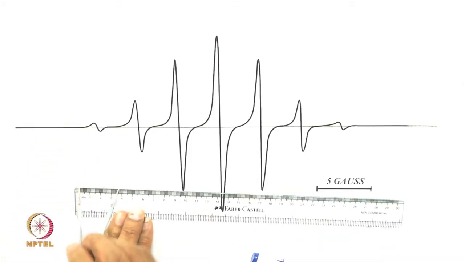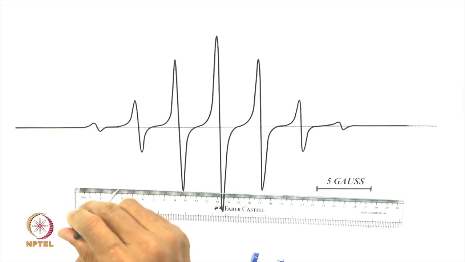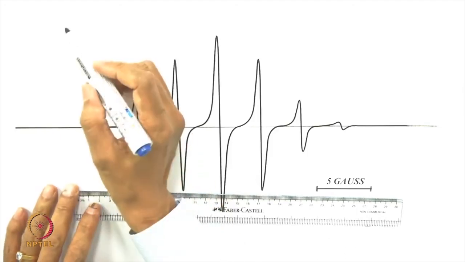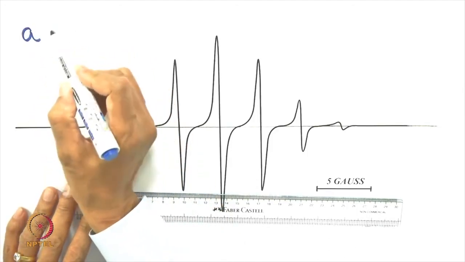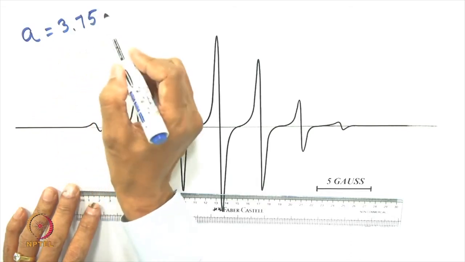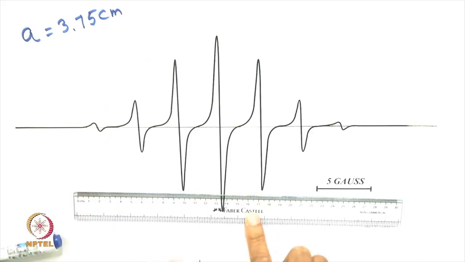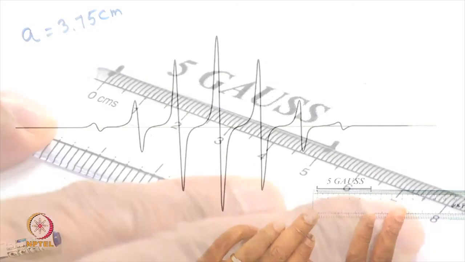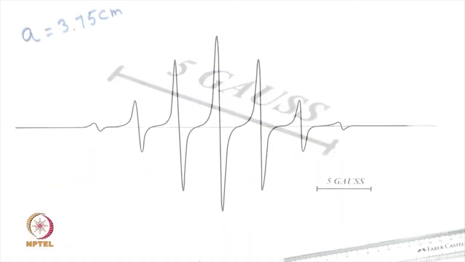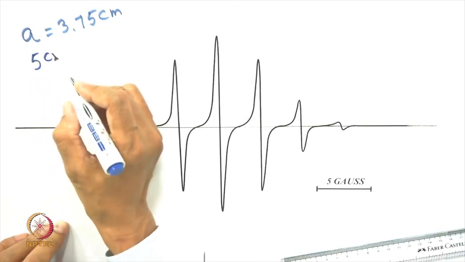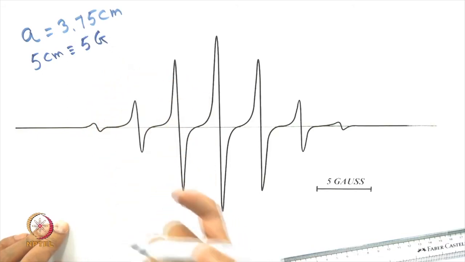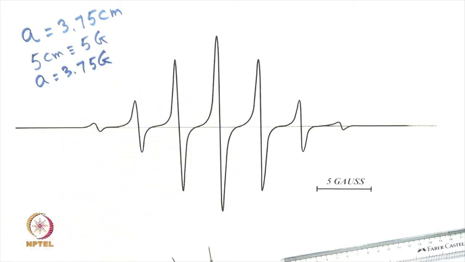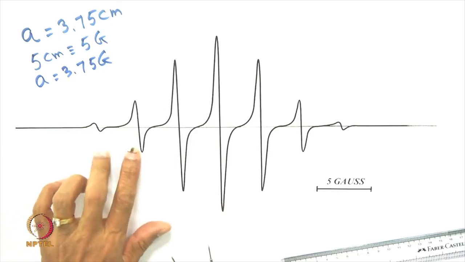This coupling constant is given by this gap, which is 3.75 centimeter. So, here A is equal to 3.75 centimeter. What is the scale of the magnetic field? It is given here. This 5 Gauss corresponds to this length, and that is 5 centimeter. So, 5 Gauss corresponds to 5 centimeter. So, naturally this says that coupling constant A is equal to 3.75 Gauss. Okay, so we measured the hyperfine coupling constant.